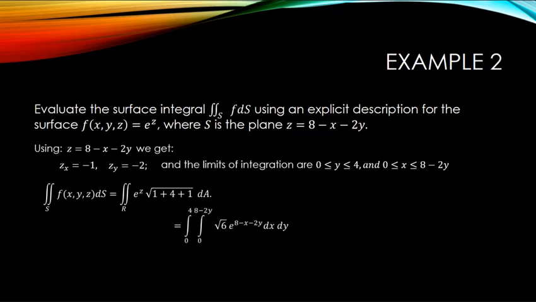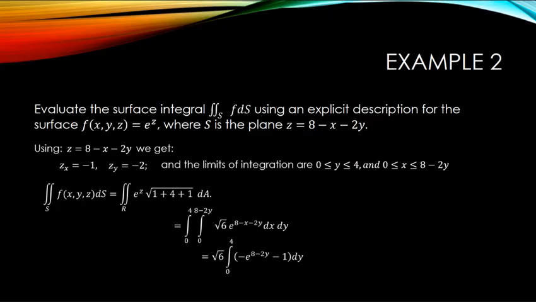I can express this as the iterated integral from 0 to 4 of the integral from 0 to 8 minus 2y of the square root of 6 times e to the 8 minus x minus 2y dx dy. My square root of 6 is a constant and it comes out of my integration. And my inner integral gives me negative e to the 8 minus 2y minus 1.